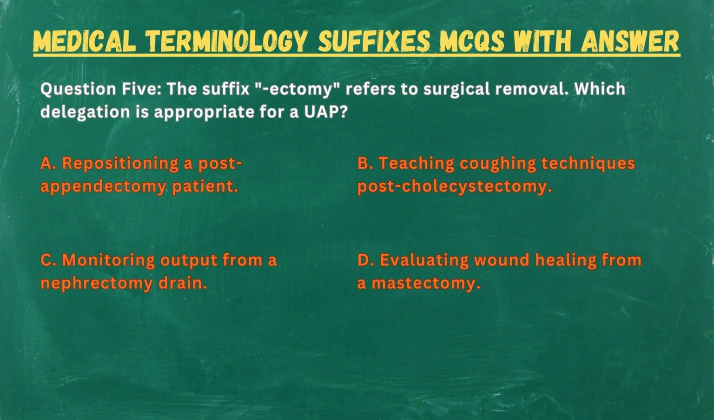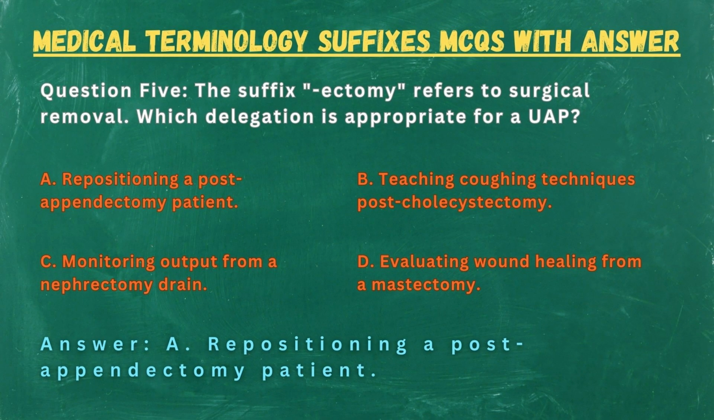Question 5. The suffix -ectomy refers to surgical removal. Which delegation is appropriate for a UAP? A. Repositioning a post-appendectomy patient. B. Teaching coughing techniques post-cholecystectomy. C. Monitoring output from a nephrectomy drain. D. Evaluating wound healing from a mastectomy. Answer: A. Repositioning a post-appendectomy patient.